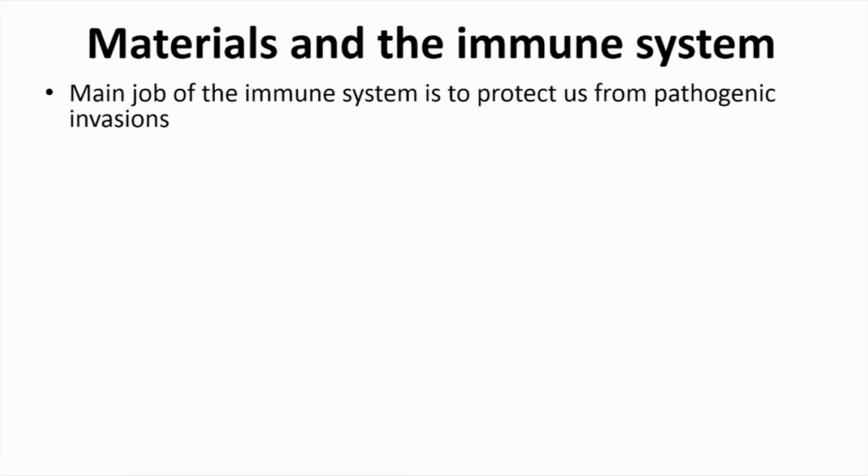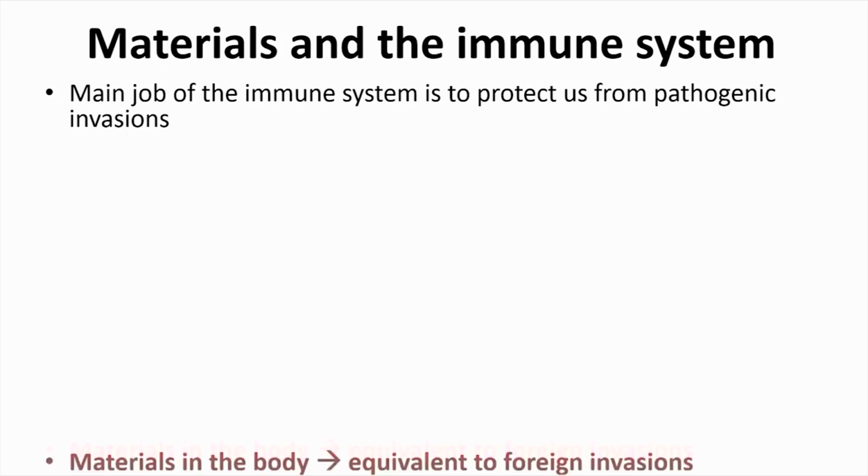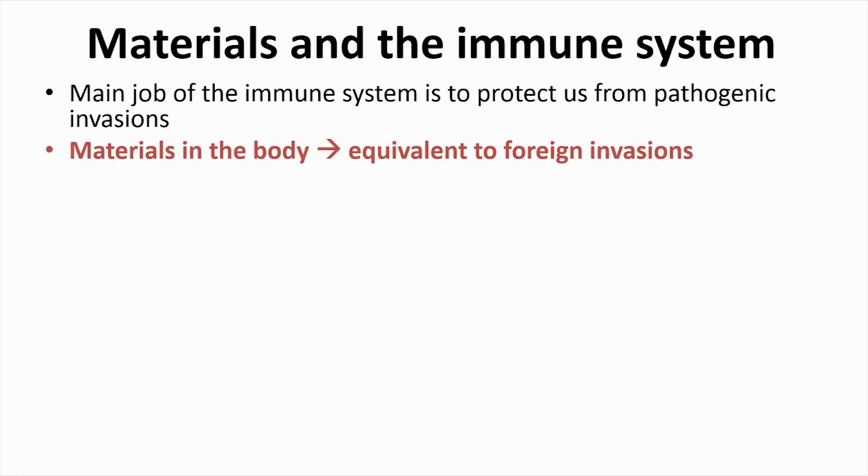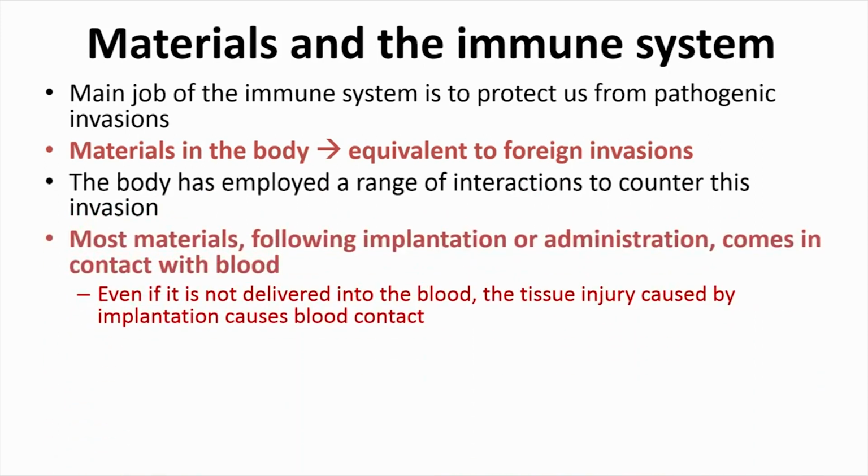Okay. So, let us talk about how materials then interact with the immune system. The major job of the immune system is to protect us from pathogenic invasions. So, that is fairly clear I hope by this time. But for any material in the body, our body does not know that this is a foreign material rather than a pathogen. So, this is equivalent to any kind of invasion that is happening in the body. So, the immune system is first going to survey, and then if it does not like it, it is going to attack it. So, the body has also employed a range of interactions to counter this invasion because of this immune system.